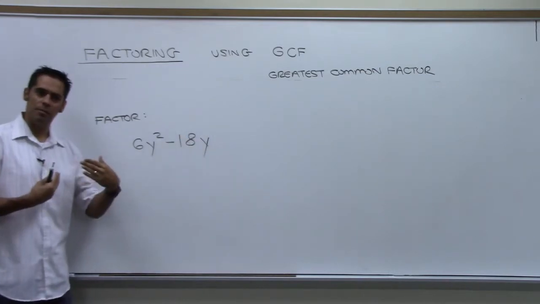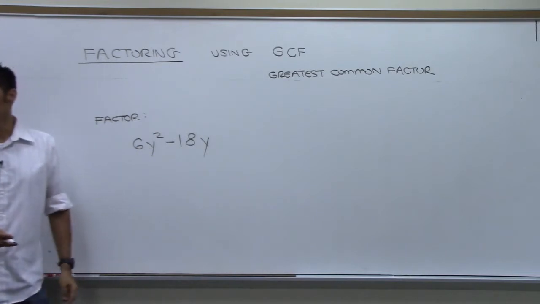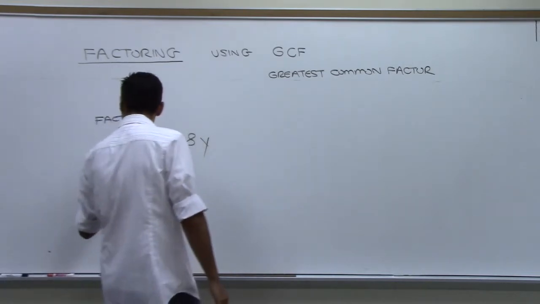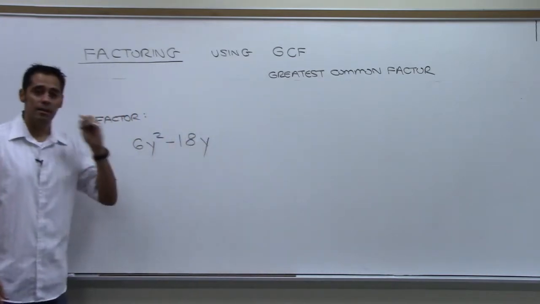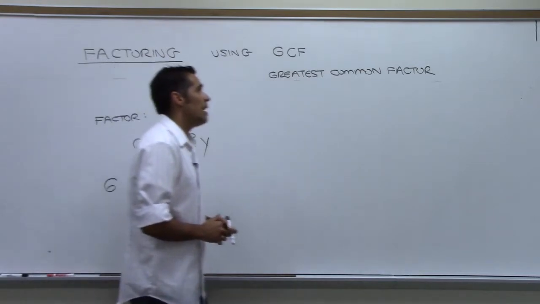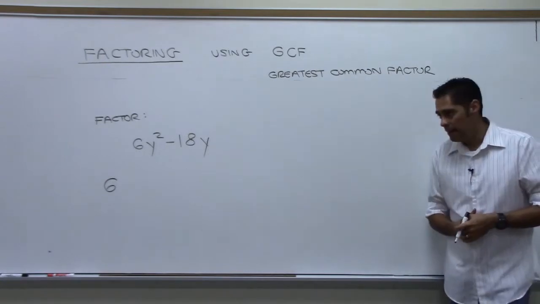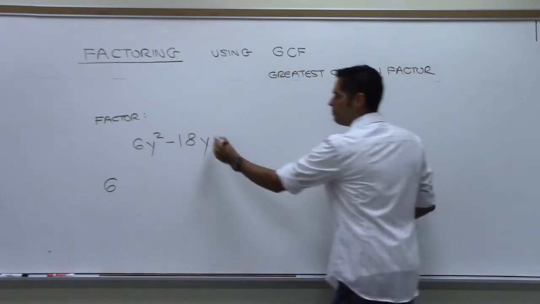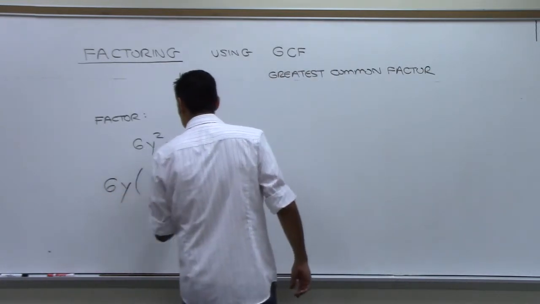So I always like to start with the numbers. What is the biggest number that is a factor of both 6 and 18? 6, right? 6 goes into both, so you can factor a 6 out. And then you look at the y squared and the y, and you say, what is the greatest number of factors of y that they both have? Just one y, right? Just one.